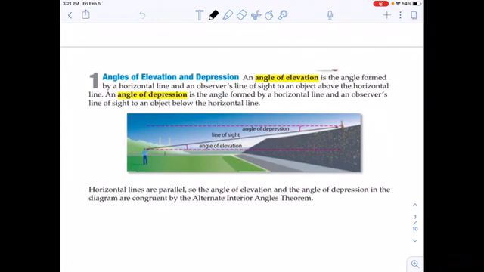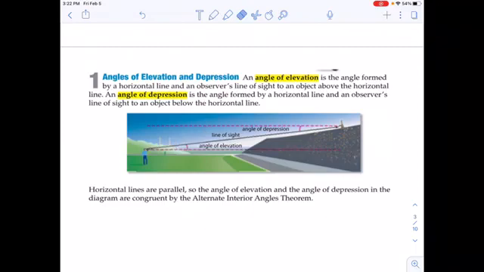So an angle of elevation is the angle formed by a horizontal line and an observer's line of sight to an object above the horizontal line. So we have the horizontal line here. And then we have the person's line of sight to this object. So this is the angle of elevation. Notice the line of sight is above the horizontal line.